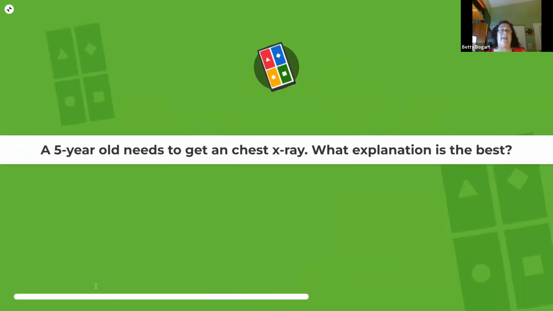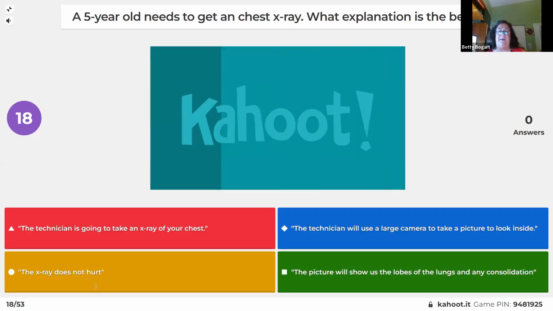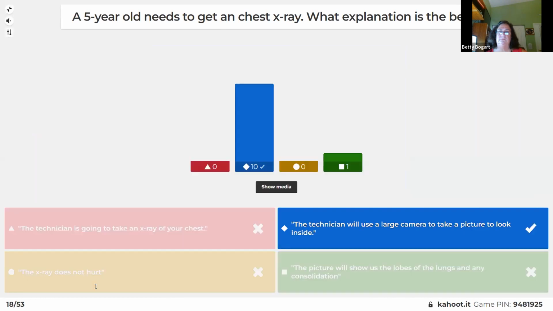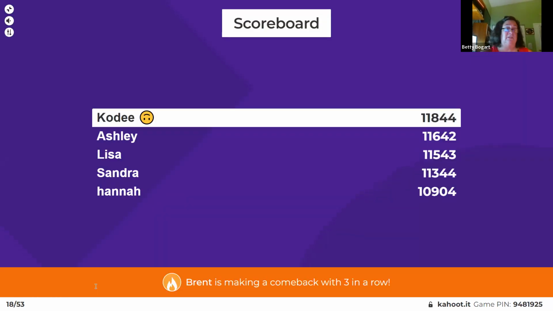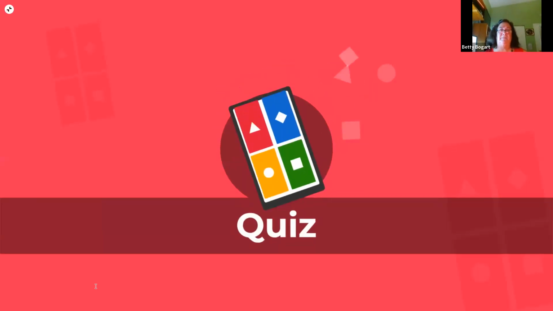A 5-year-old needs to get a chest x-ray. What explanation is best? So just going to take a camera. We're going to look in there because x-ray's not good. Don't tell them it's not going to hurt. They don't understand. You could talk to a 5-year-old telling them there's consolidation in the lungs, and they're going to say, oh my God, something has happened to me. Something's in my chest. Consolidation. They have no clue what that means.